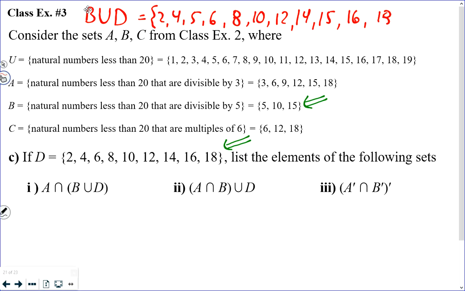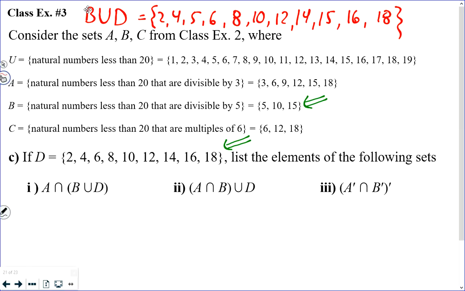Now I'm going to double check that. 5, 10, and 15 are in there. 2, 4, 6, 8, 10, 12, 14, 16, 18. It's in there. We're missing a 3, and that's good. We're missing a 1, that's good. We're missing a 7, a 9, an 11, a 13, and a 17. I'm just looking at this in a lot of different ways to make sure I have them all. So this is B in union with D.